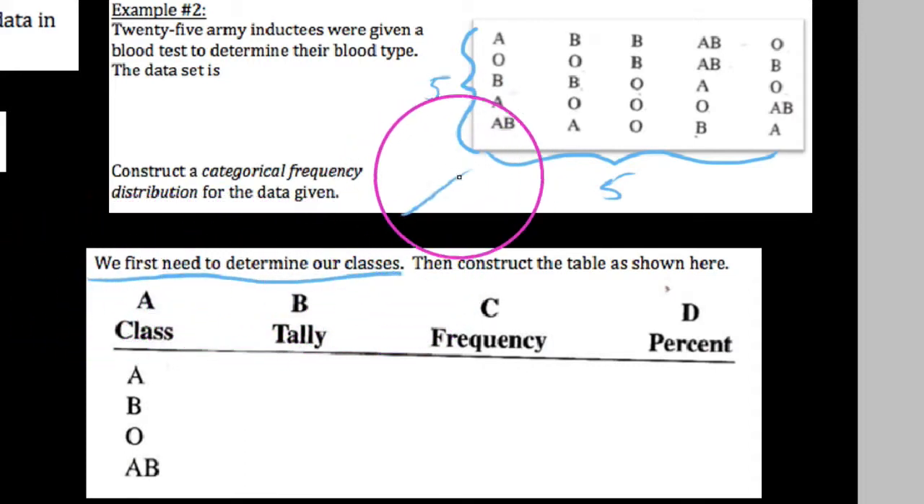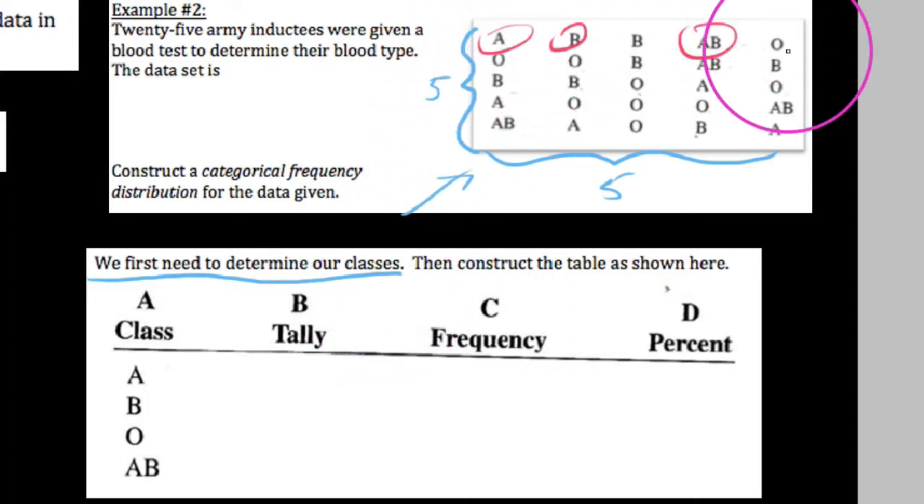When it comes to qualitative data, it's an easy thing to determine what your classes are, because each different type of thing, like type A or type B or type AB or type O, constitutes its own class. So the first thing we do is set up this table, where our first column is our class. And so we have our type A, type B, type O, type AB. But then you also notice other columns here, and I want to point something out here.